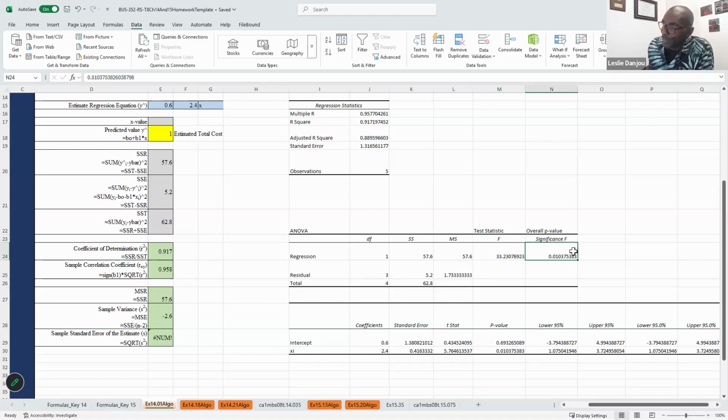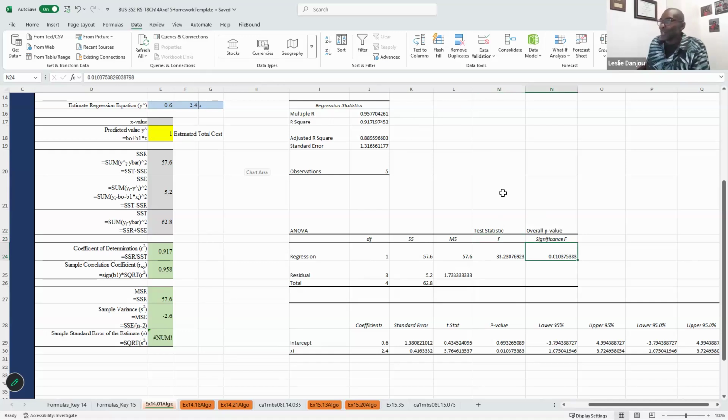Now, once again, if this number is less than 0.05, is 0.01 less than 0.05? Yes. All right. So what this means is that your independent variable does affect your dependent variable overall. This is what this is saying.